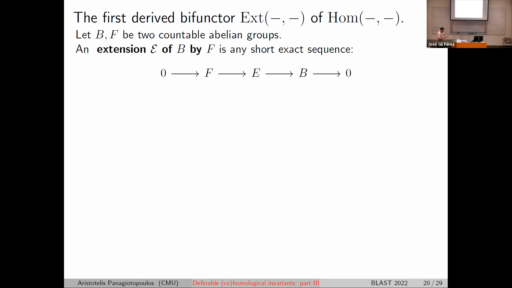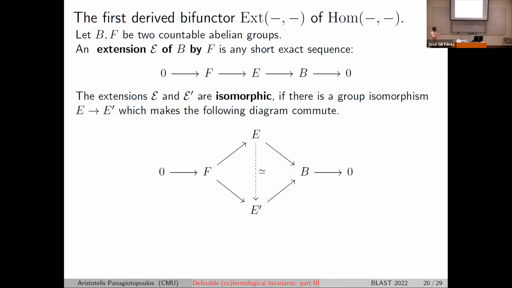But the point is that this is not the only way to do it. Sometimes it is, but it's not always the only way to do it, right? So we may have two extensions that are very different. So what do we mean by that? Well, two extensions. So this is one extension, the other extension. We call them isomorphic, we say they are isomorphic, if you can find an isomorphism that preserves the fiber and the base. So these two triangles commute. Right.